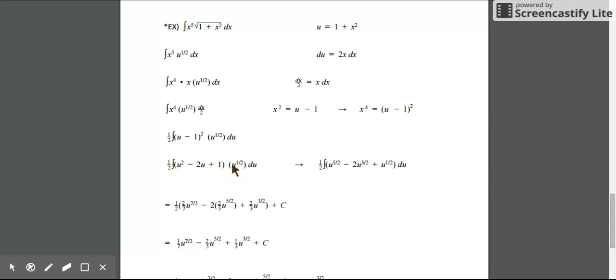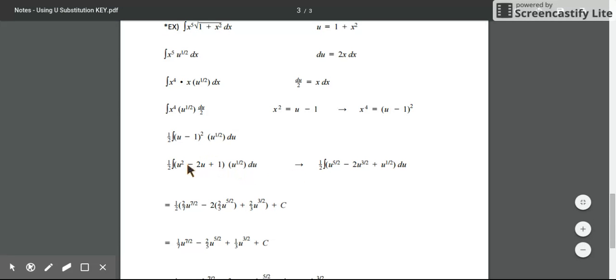Oh, except we got one more thing. We can't use a product rule, so we got another step that we need to do. So now if I distribute this u to the 1/2 to everything inside, we'll see if we're finally ready to use our power rule all by itself. So by distributing u to the 1/2 in here, we're adding exponents. So I'm left with u to the 5/2 minus 2 times u to the 3/2 power plus u to the 1/2 power. Now I can finally integrate each of these individually by using my power rule.